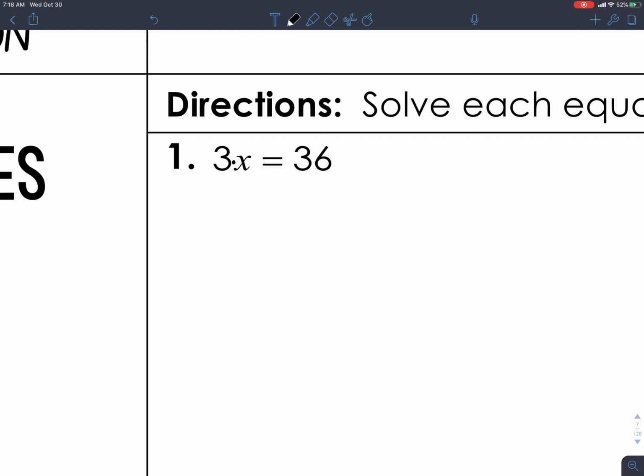Now, what is the inverse operation of multiplication? That's what's going on here, right? We're multiplying 3 and x. The inverse operation, or opposite, is division. So we have to divide to get rid of that 3. So we just divide. And this is how division looks.